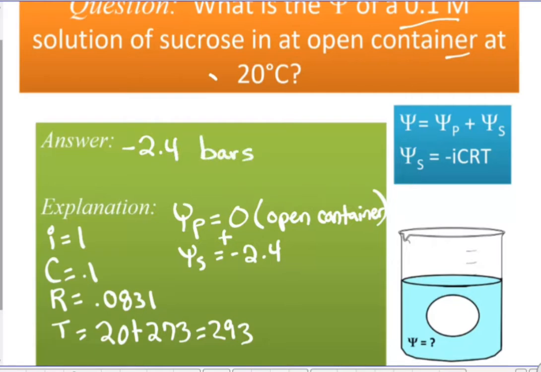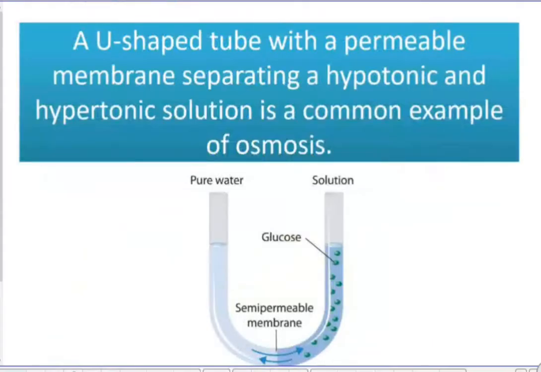Okay, I'm going to add together my pressure potential and my solute potential, which is already done here, and it's going to be negative 2.4 bars. Again, it's the same as my solute potential in this case because my pressure potential was 0.